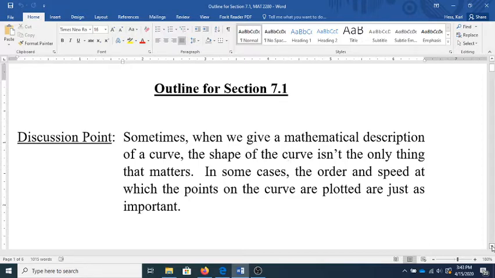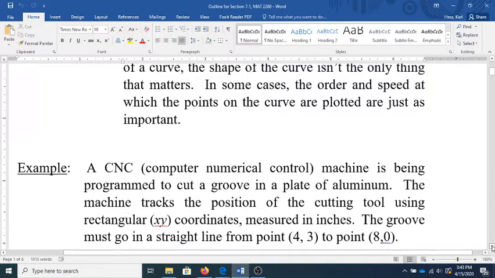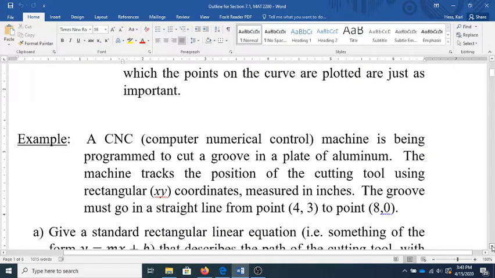Now there's also other uses for what we're going to do that don't really have anything to do with moving objects, but that's kind of a nice framework to begin with. So in particular, I'm going to motivate what we're doing in this section using an example that involves a moving object constructing a curve for us.